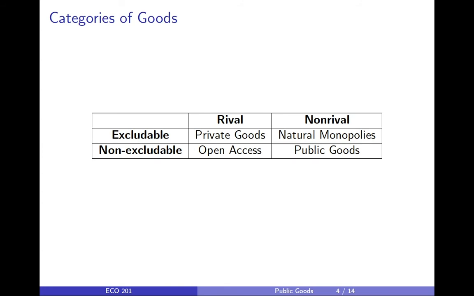Open access goods are subject to what is referred to as the tragedy of the commons or overuse. Anytime there is a renewable resource, such as fish in a pond, that is an open access good, there is the risk of overusing the renewable resource at a quicker rate, and you end up depleting the resource. That is why it is referred to as a tragedy. Many times these resources run out.